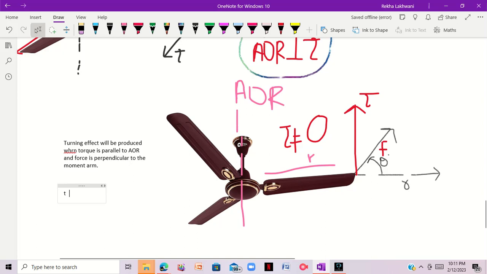So the torque will be maximum at 90 degrees, and it will be minimum at 0 degrees, or you can say it will be negative at 270 degrees, right? So I hope this is clear to you.